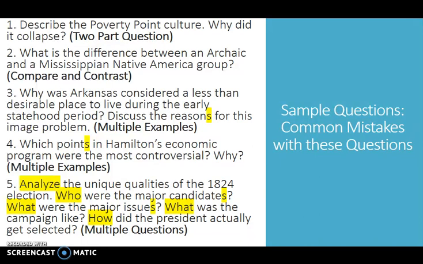Okay, I highlighted what and issues. So there's more than one. What was the campaign like? And then how did the president actually get selected? So you're probably going to be thinking about a couple, 3 sentences maybe, looking at these issues in each of these individual points.